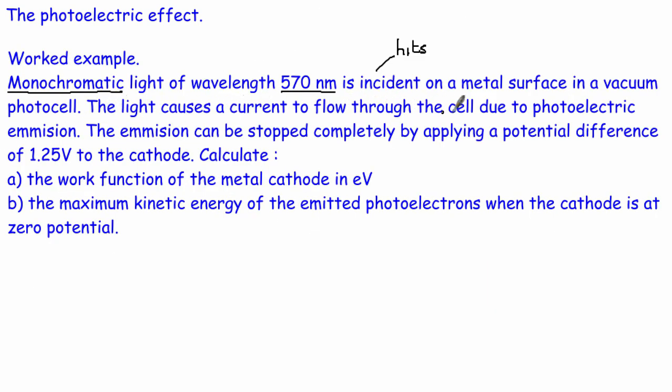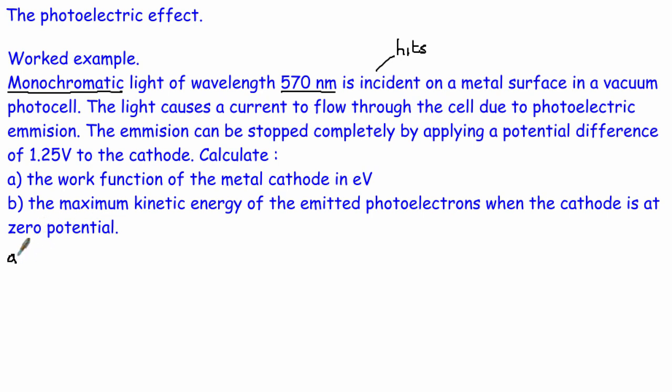Light causes current to flow through the cell because of photoelectric emission, and this emission can be stopped if we apply a potential difference of 1.25 volts to the cathode. So we make the cathode plus 1.25 volts. We want to calculate the work function of the metal cathode in electron volts, and once we've done that, we want to calculate the maximum kinetic energy that these electrons can have if we then turn our circuit off.